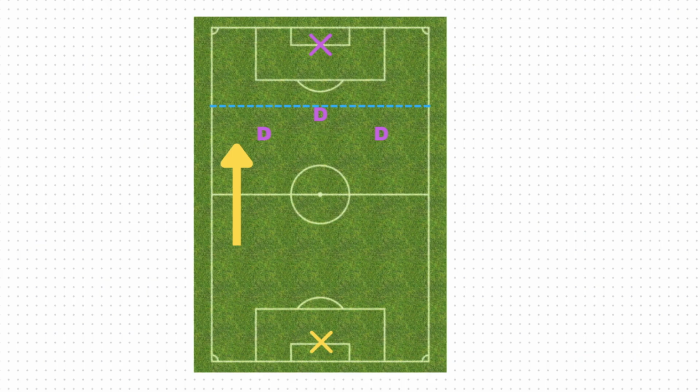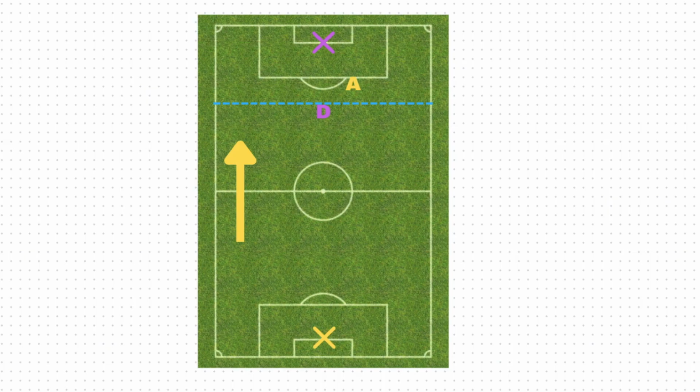Since it's that last defender that we need to pay attention to for offside, I'm going to get rid of the other 2 just to make the diagram a little bit more simple. Now, I added in that attacking player, the yellow A. Now, let's say that that yellow attacker does not have the ball. They're waiting on a pass from their teammate. Because they are closer to the purple team's net than the last defender, they're going to be offside.